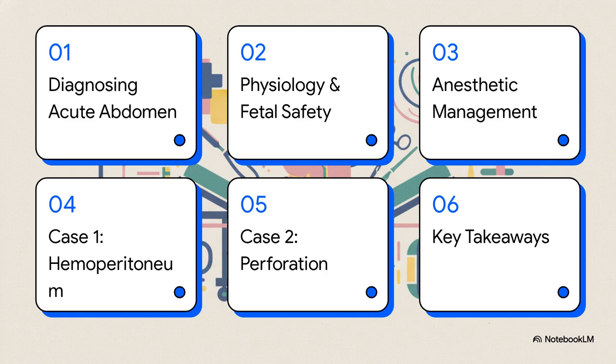We'll start with the diagnostic maze of the acute abdomen, then get into the core physiological principles that form our playbook. After that, we'll cover the practical anesthetic techniques before exploring 2 really harrowing real-world cases that push these principles to the absolute limit. And finally, we'll boil it all down to the key takeaways you can use in your own practice. So let's start with challenge number 1, just figuring out what's going on.